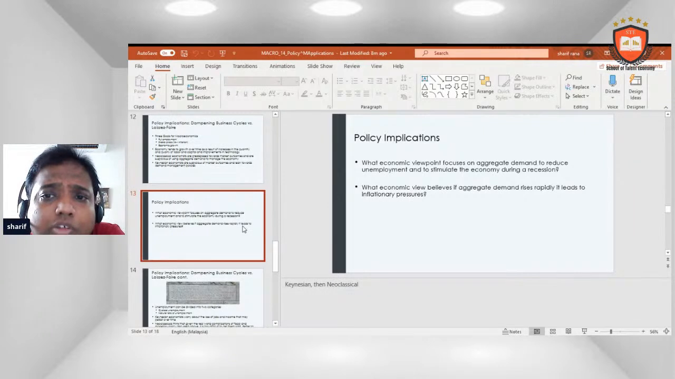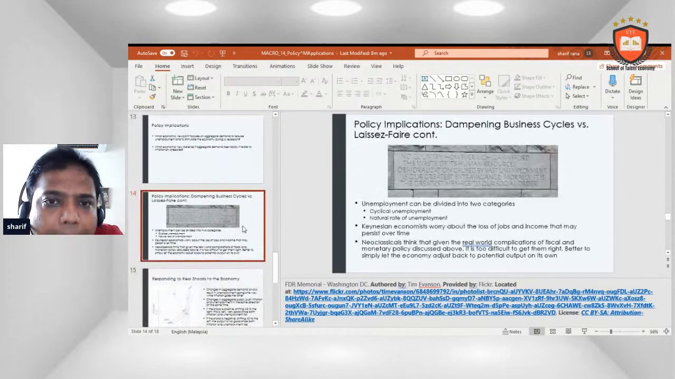What economic viewpoint focuses on aggregate demand to reduce unemployment and to stimulate the economy during a recession? What economic view believes that if aggregate demand rises rapidly, it leads to inflation pressure? Policy implications. Unemployment can be divided into two categories: cyclical unemployment and the natural rate of unemployment. Keynesian economists worry about the loss of jobs, and neoclassical economists think that, given the real world implications of fiscal and monetary policy discussed above, it is difficult to get them right. It is better to simply let the economy adjust back to the potential output on its own.